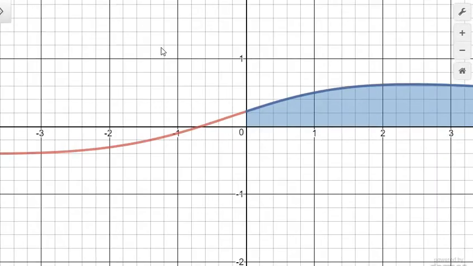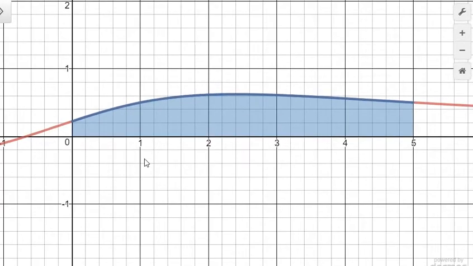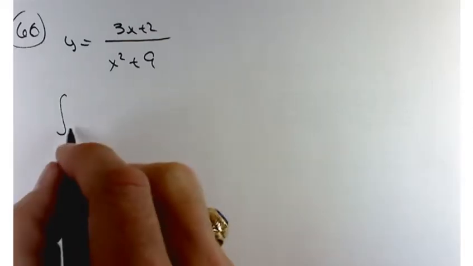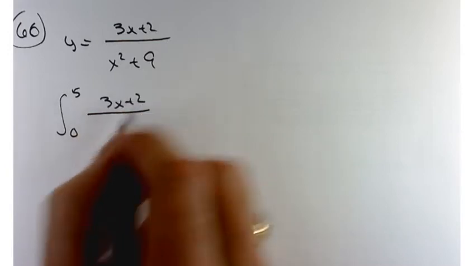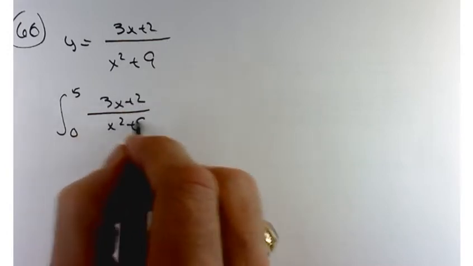There we go. We want to find the area underneath this curve between the points of 0 and 5 along the x-axis and above the line y equals 0, that is the x-axis. So this is simply going to mean we're going to integrate. So let's set that up. The integral from 0 to 5 of 3x plus 2 over x squared plus 9.